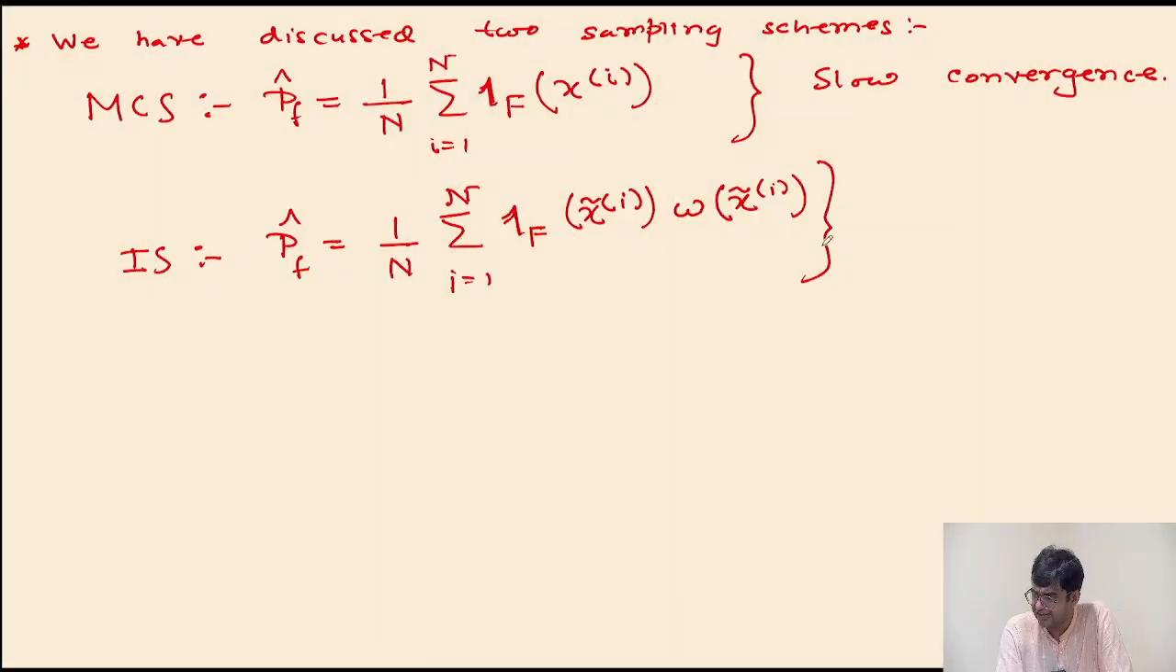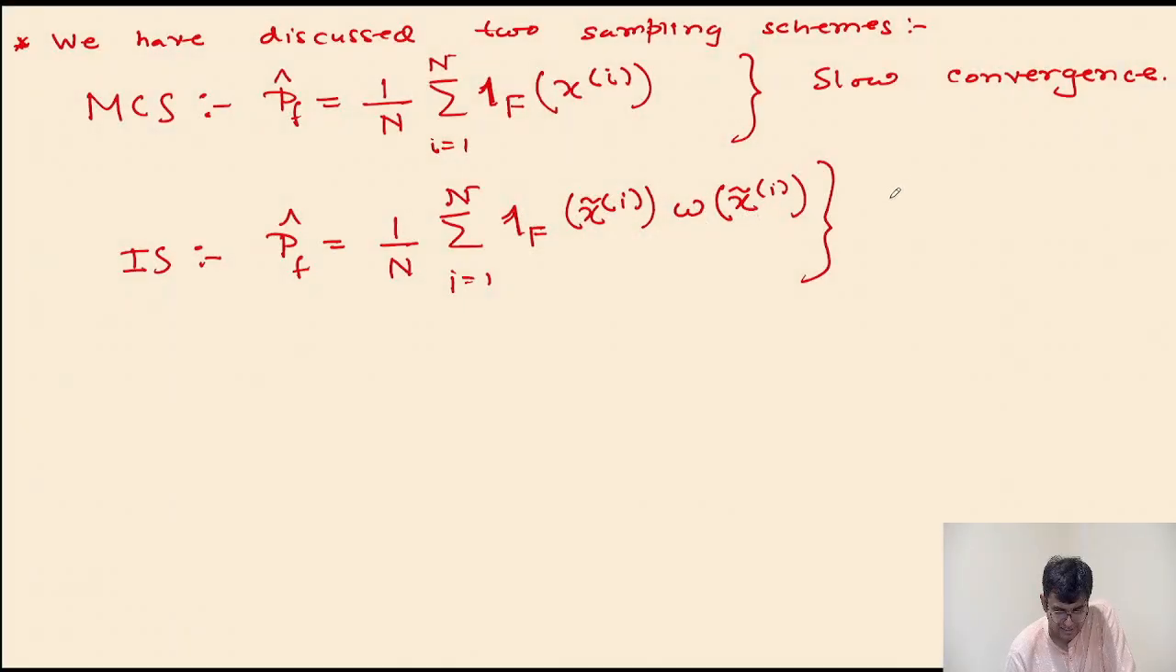What do you think is the main challenge in IS? Finding the ISD. I mean, you can find it, but you don't know if that is the best ISD or not, because the best ISD you cannot use. And the best ISD you cannot use because that is a function of the Pf itself, and Pf itself you will not know. So here the challenge is finding the ISD, which is the importance sampling density. Okay.